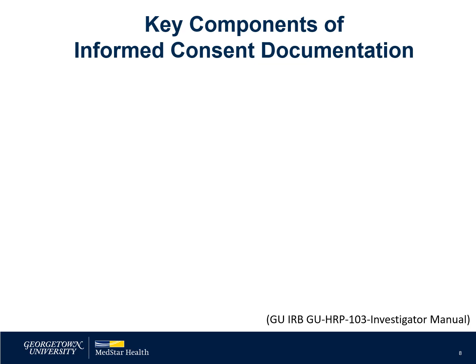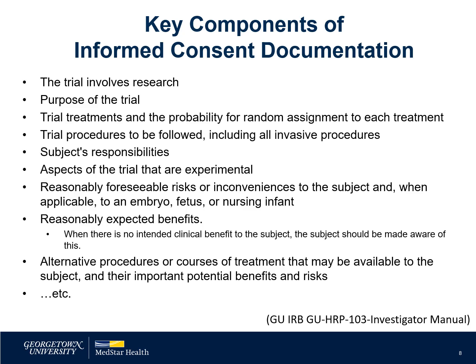Within the informed consent discussion and documentation, there are a minimum of 20 items included. Listed here are examples of some of these items. There is a statement that the trial involves research. The purpose of the trial is identified. The trial treatments and the probability for random assignment to each treatment is discussed. The trial procedures that are to be followed, including all invasive procedures, are listed. The subject's responsibilities are stated. All aspects of the trial that are experimental are listed.